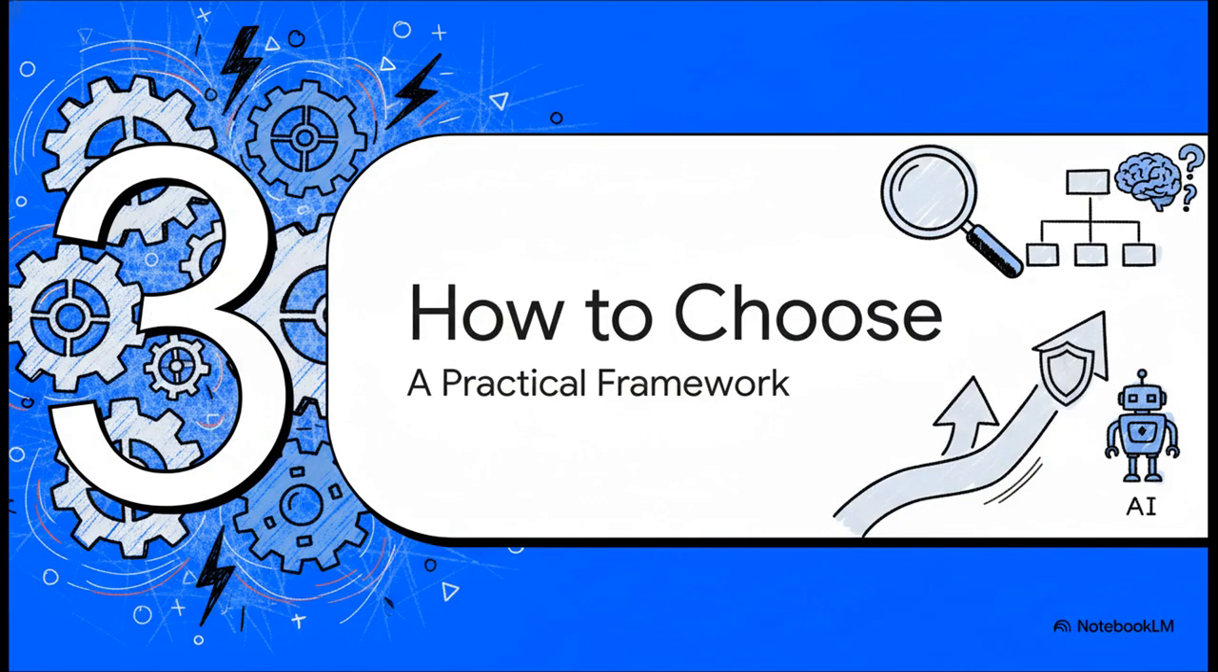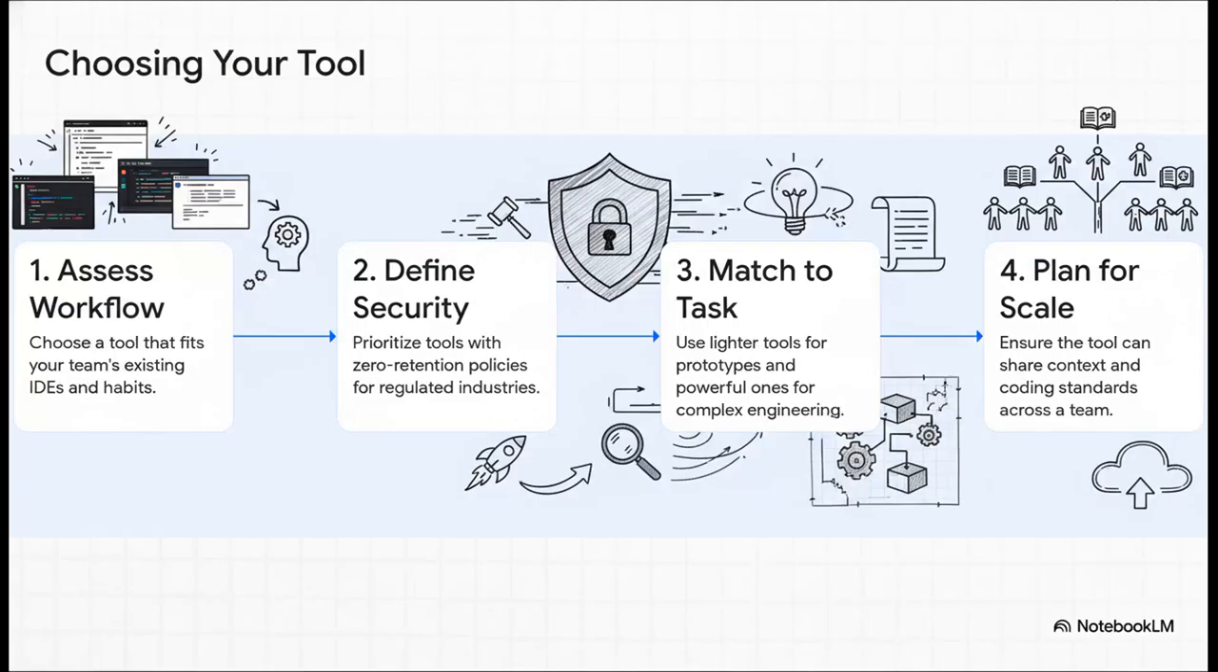So the tools are powerful, but they're also risky. Now, that doesn't mean we should just avoid them completely. It just means we need a strategy. So here's a practical framework you can use for choosing the right AI assistant for you and your team. Okay, first, look at your existing workflow. Don't fight it. If your team lives and breathes in JetBrains, trying to force a VS Code-based tool on them is just not going to work.